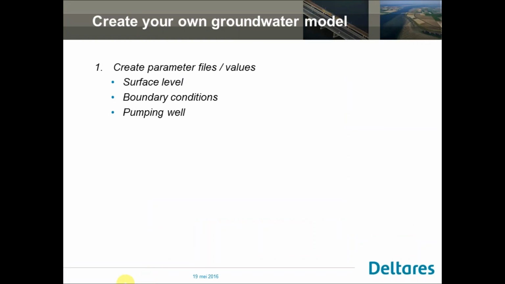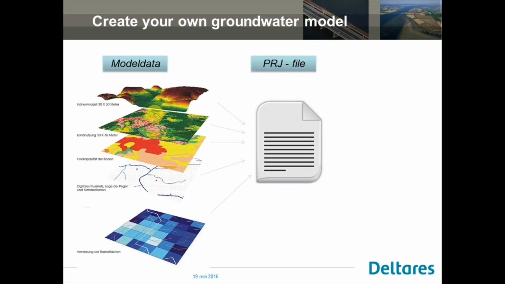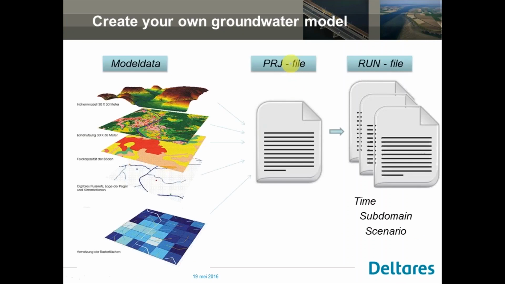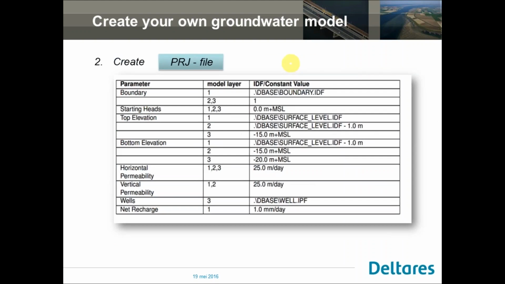Let's see. We have a surface level grid, we have a boundary grid, we have a pumping well, and now we can add all the other data to the, you remember, the project file, this PRJ file. So I continue to the next slide. Here it is. The PRJ file we're going to create consists of all these parameters for 3 layers, and well, these values we created a minute ago.